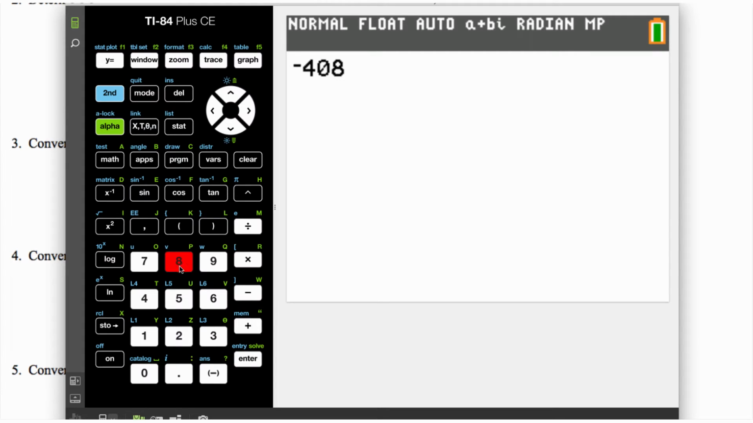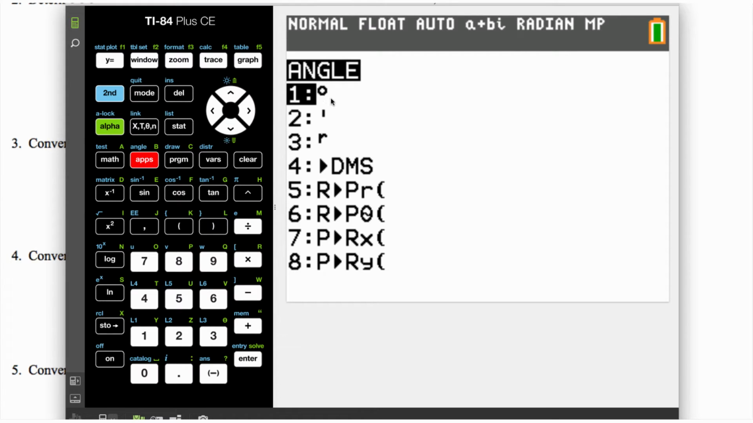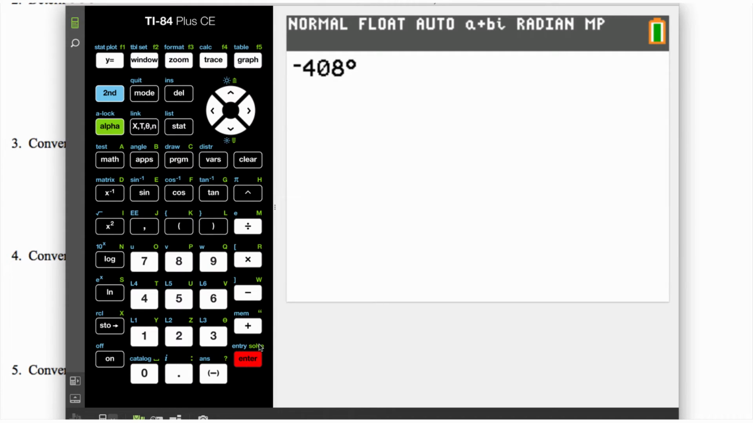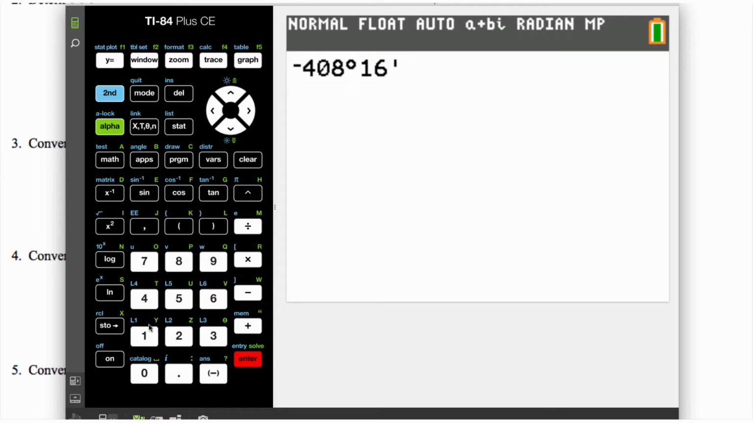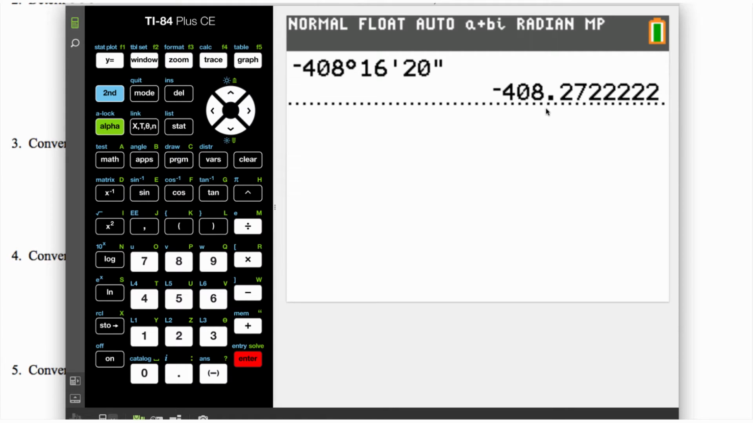So we have to remember where that degree symbol is located, and on your calculator there's an angle option. So if I hit second apps, it'll bring up my angle menu, and the degree and the minutes symbols are in there. So I'm going to choose the degree, and then we've got 16 minutes. So I'm going to go second angle again, arrow down to the minutes option, and then we've also got 20 seconds. Now the seconds is located in a different spot, and it's right here above the plus sign. So I'm going to go alpha plus to get the seconds symbol in there, and then I just have to hit enter. So there is my angle converted over into a decimal degree.